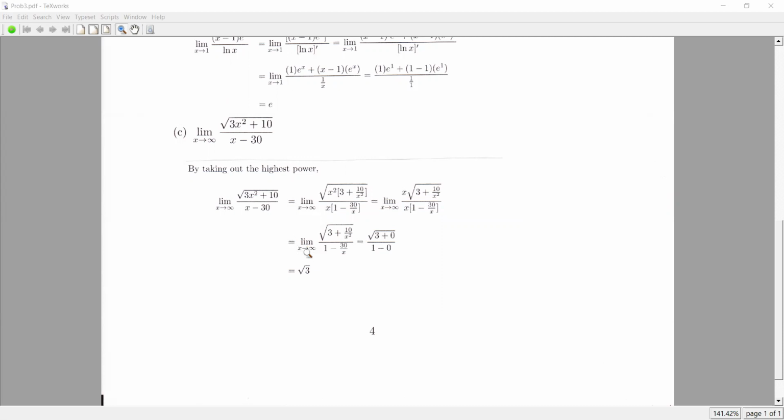Now, as x approaches infinity, 10 over x squared will approach 0, and 30 over x will approach 0. So as x approaches infinity, this function approaches this number. This number is square root of 3. Therefore, this limit is square root of 3.